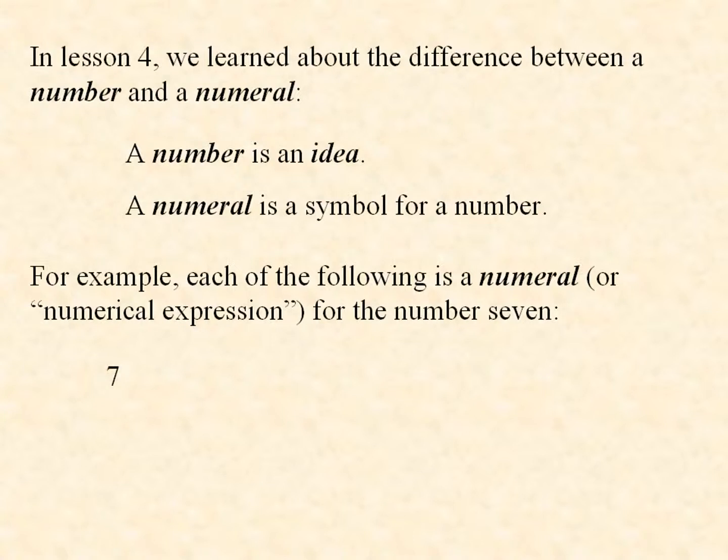That's the one we're most familiar with. That's 14 divided by 2. That gives 7, of course. 4 plus 3 is 7. Negative 21 over negative 3 is positive 7, because when you divide two negatives, you get a positive. Each of these represents the number 7.